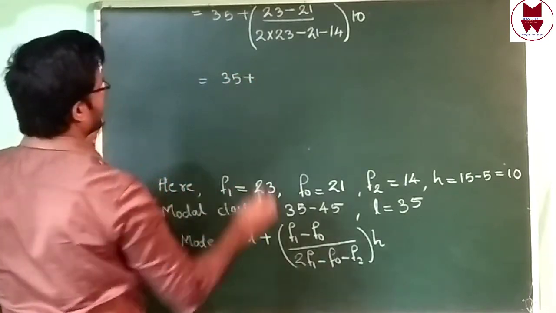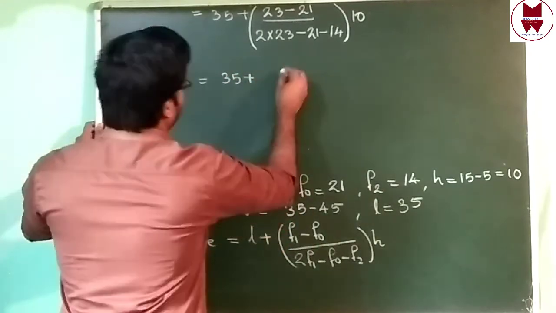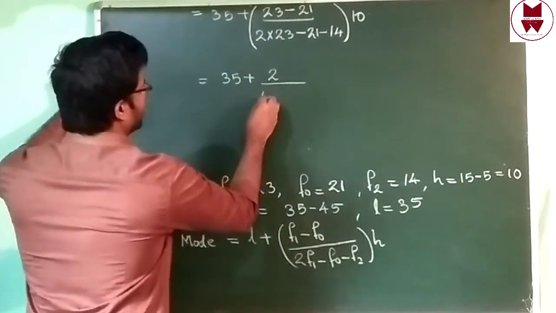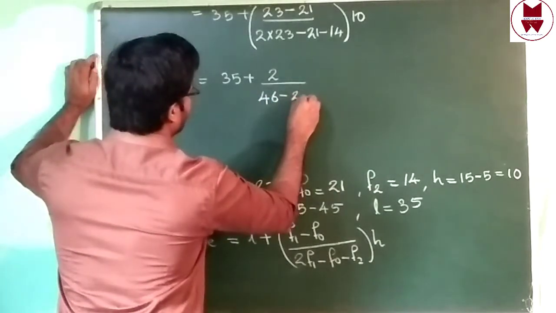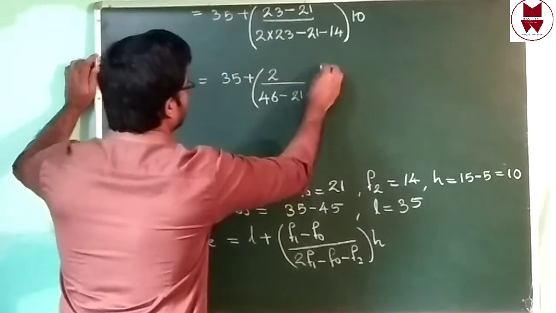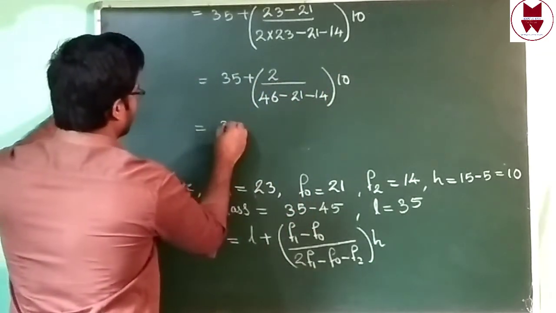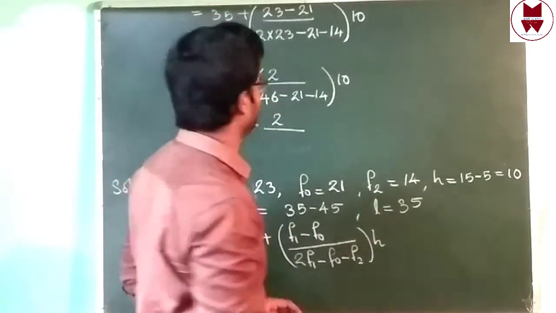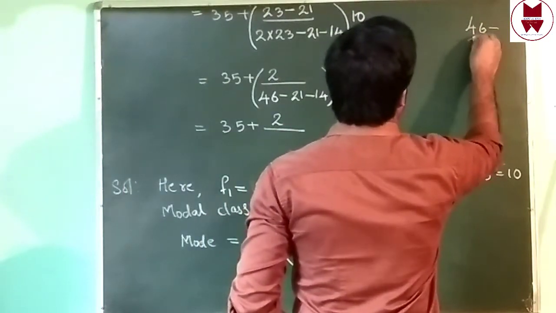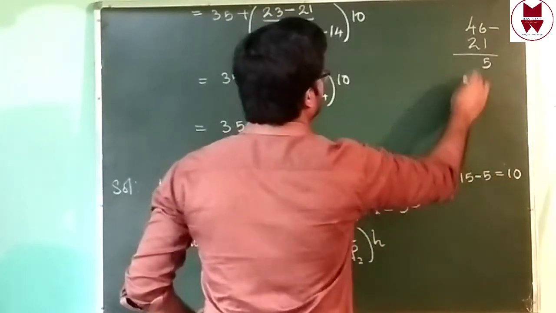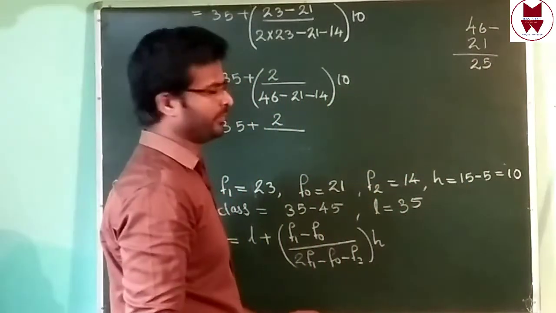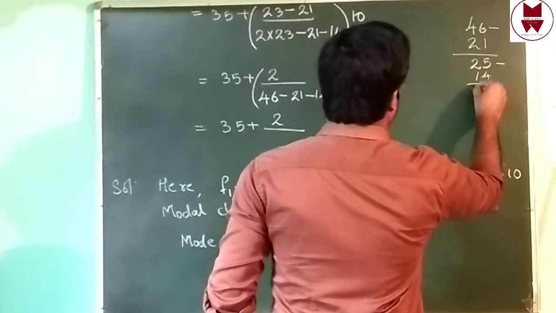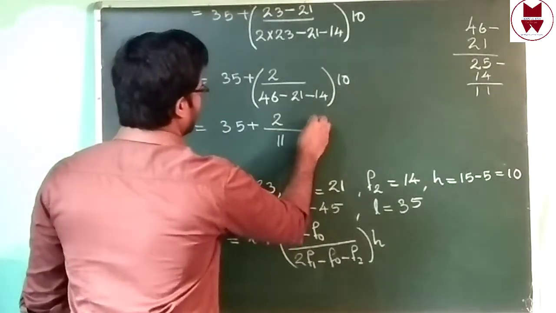35 plus 23 minus 21, you will get 2, divided by 2 into 23, 46, minus 21 minus 14, as it is, into 10. 35 plus 2 divided by, then 46 minus 21 is 25, again you can subtract this minus 14, which gives 11, into 10.